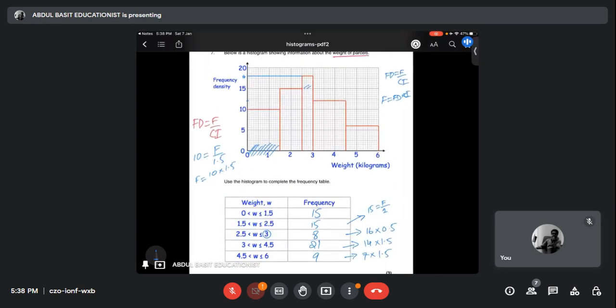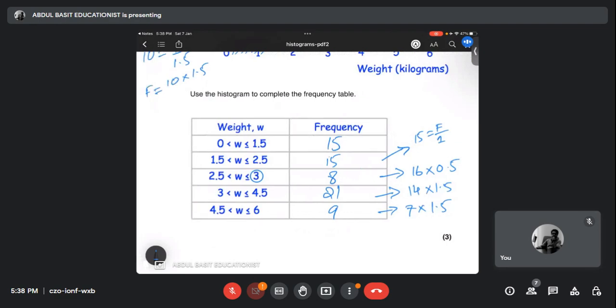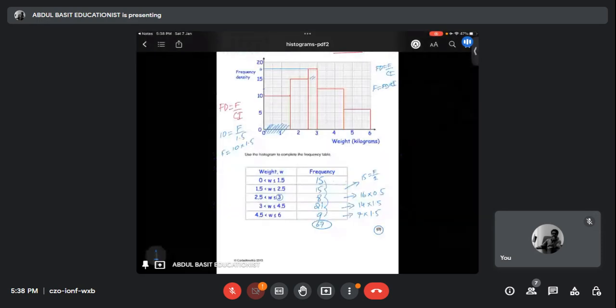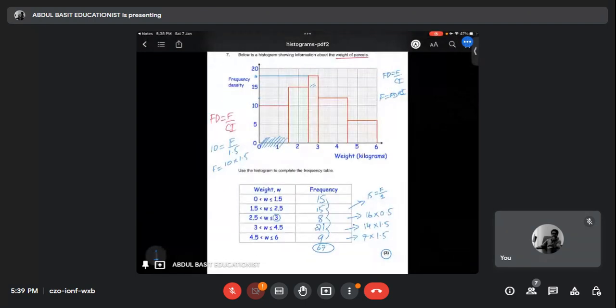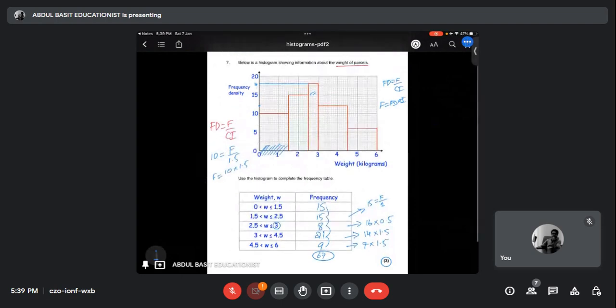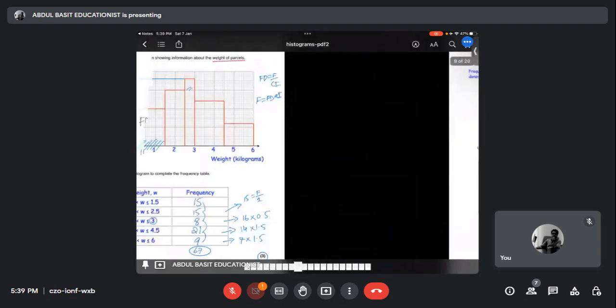Now we have to add these frequencies. By the way, the question is already completed, but still we have to add them. 15 plus 15 is 30. 30 plus 8 is 38. 38 plus 1, 39 plus 20, 59. 59 plus 8 plus 9 is 67, the total frequency. There is no information given about the total number of students, but there are a total of 67 parcels. Is this clear, everybody?